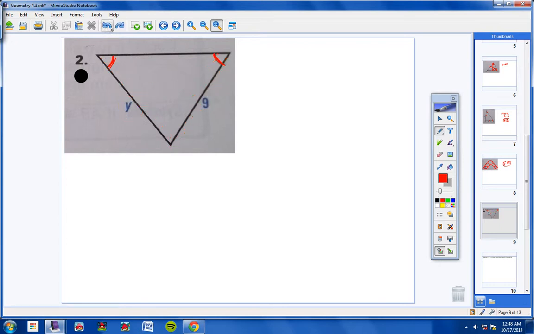And we knew that because if these two angles are congruent, then the side that's opposite those angles has to be congruent. So this side here has to be congruent to this side here. So y equals a length of 9. Okay, let that sink in. We're going to move on in just a second, students.